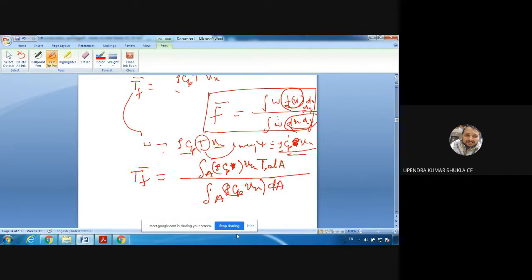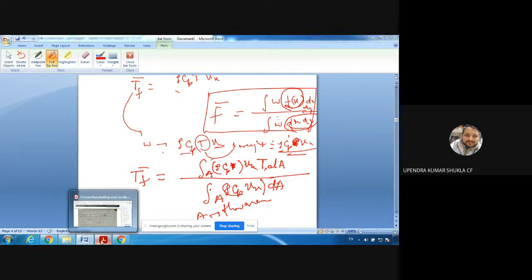Getting it or not, this type of mathematics? So A is the flow area. समझ आ गया कि नहीं? हाँ जो. This average you got it? Now see here.